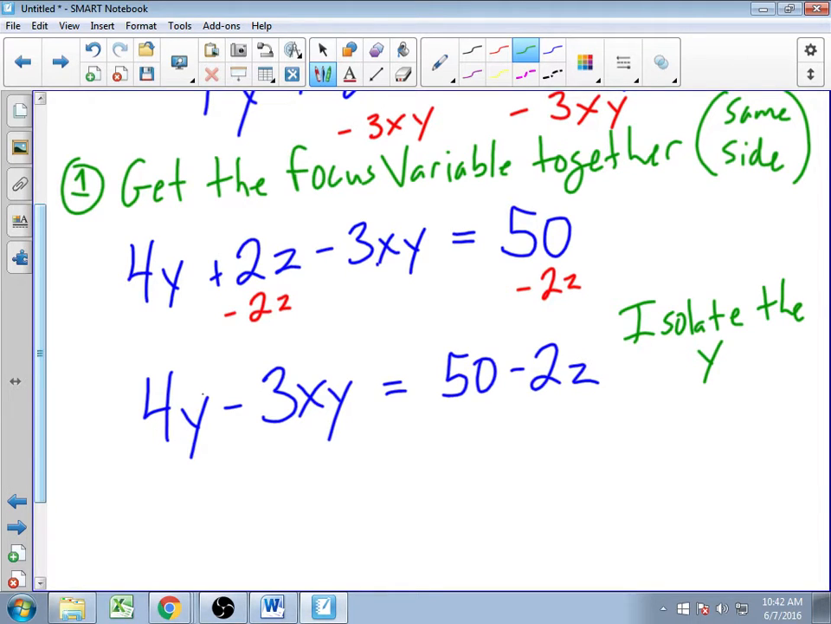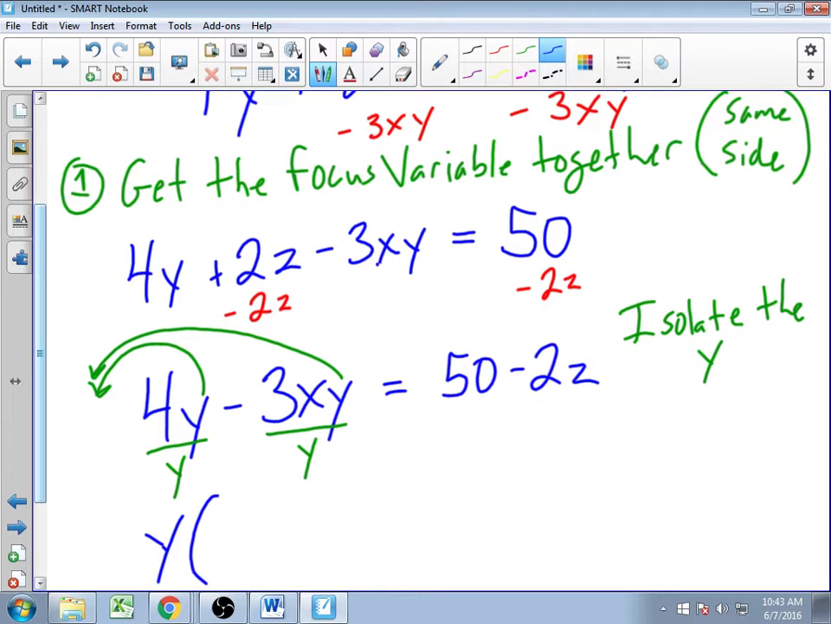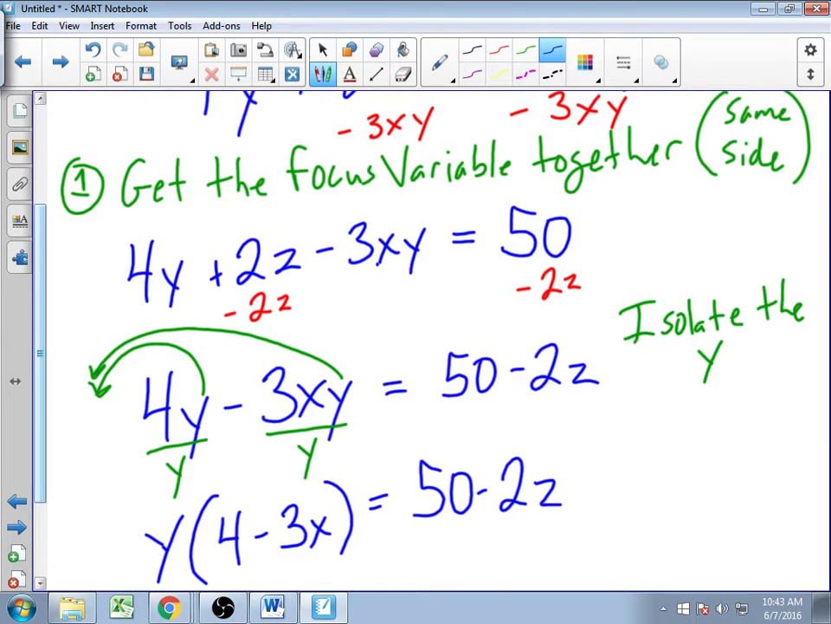So I pull this y out to the front, and I pull this y out to the front. Really, if you want to write out the process of factoring, I divide by y, I divide by y, in order to say y times, well, what would I get when I did the division by y? Here I would get just 4. Here I would still have my minus 3x. The right side, nothing changed. Do you understand what I did there? To do the factoring process, to get the y by itself.